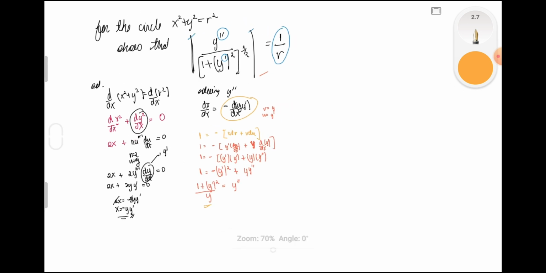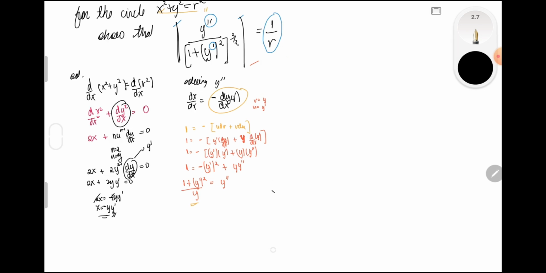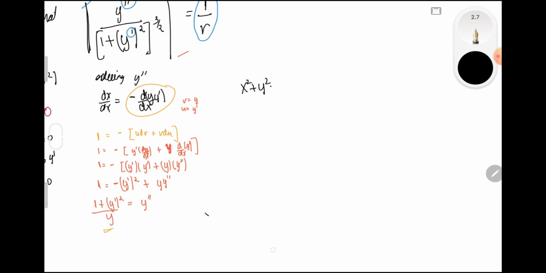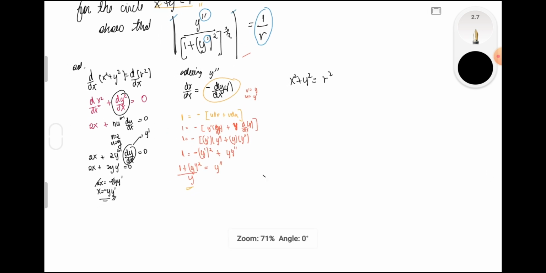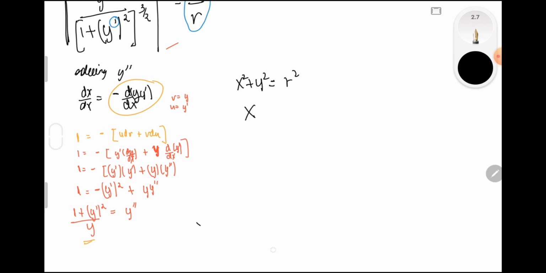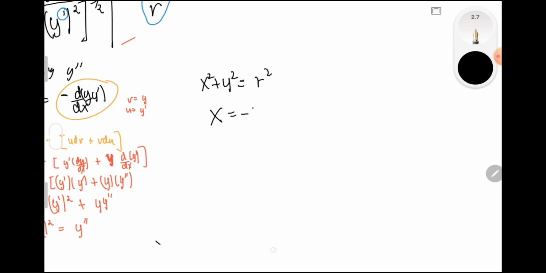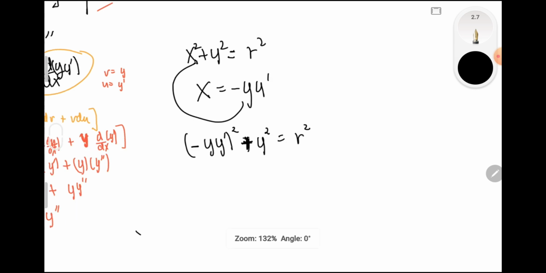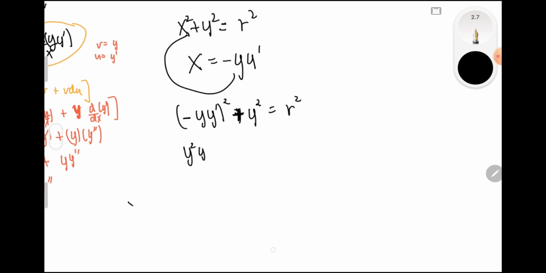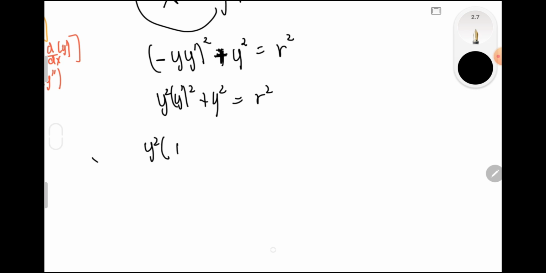This is our beginning term, which is equal to x squared plus y squared is equal to r squared. So from this equation, we have x squared plus y squared is equal to r squared. But in our first derivative, I should say, we have x is equal to negative y y prime, right? So substituting it to this equation, we'll have negative y y prime squared plus y squared is equal to r squared. So negative 1 squared is equal to positive 1, so therefore we'll have y squared y prime squared plus y squared is equal to r squared. So from here, I can factor out our y squared, so therefore we'll have y squared times y prime squared plus 1 is equal to r squared.